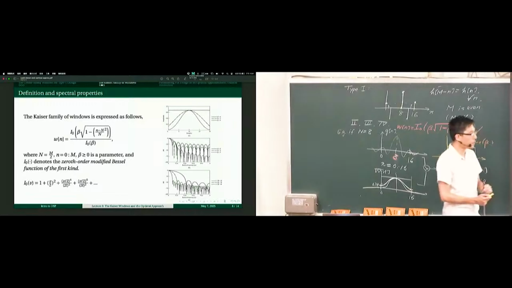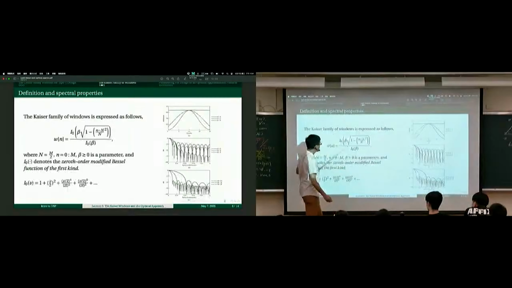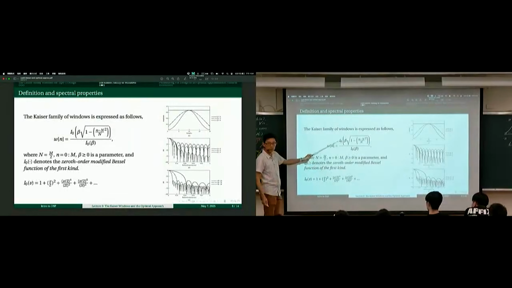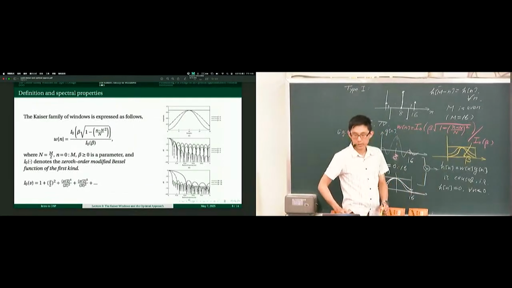Okay, but in the next slide, imagine that we can continuously tune beta first of all, and then use any chosen beta to design a low-pass filter. What will the performance be? When we use this family of windows to design an FIR filter, what's the performance in terms of two things, right? Two desired properties. How about the transition width? How about the ripple? Okay, we want small ripple and we want narrow transition width.